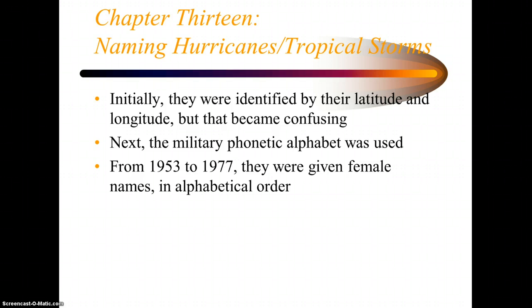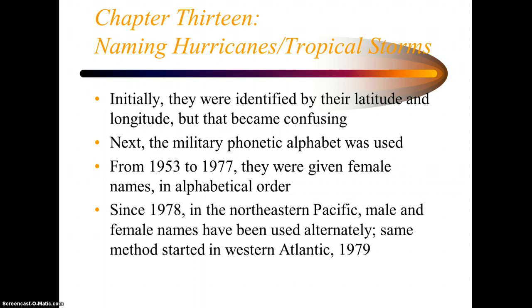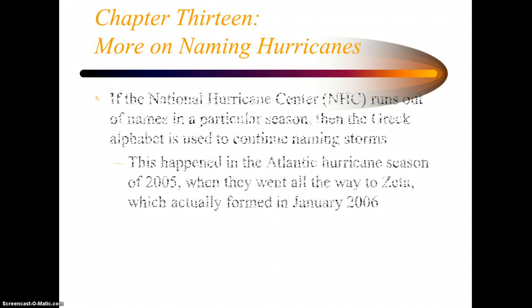From 1953 to 1977, they were given female names in alphabetical order, but then in the interest of political correctness, in 1978 in the Northeastern Pacific, alternate male and female names have been used since then, and the same system was started in the Western Atlantic in 1979.